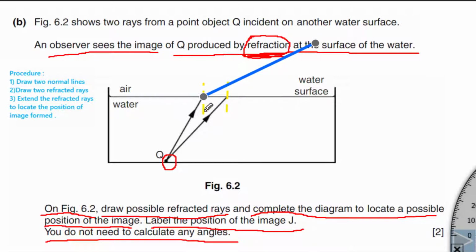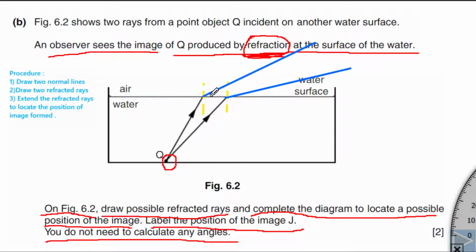If you look at these two angles of incidence, this angle of incidence is smaller as compared with this angle of incidence. It means this angle of refraction also will be smaller than this angle of refraction. So let me draw a refracted ray here now. So this will bend more. So like this we can draw.